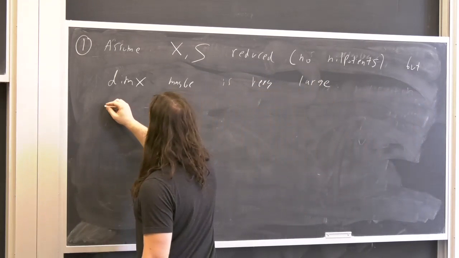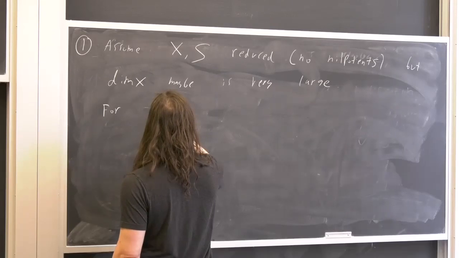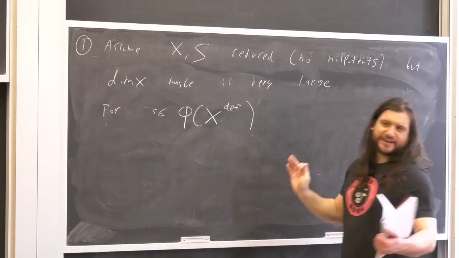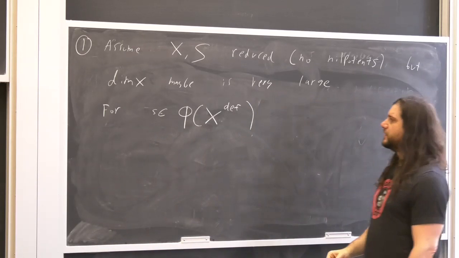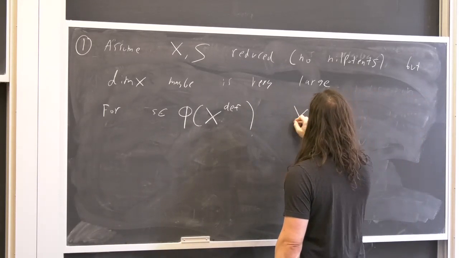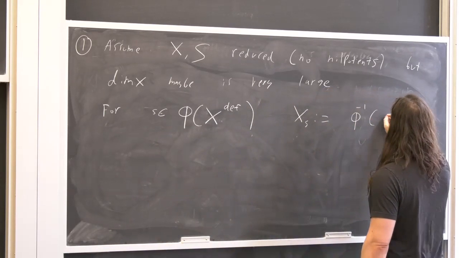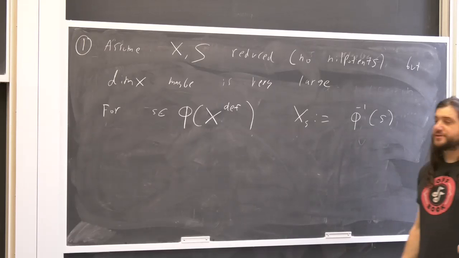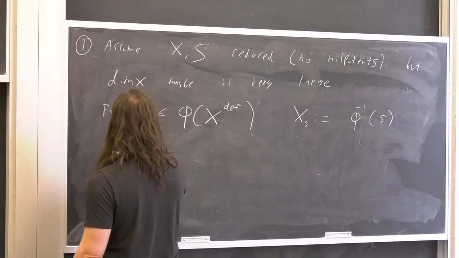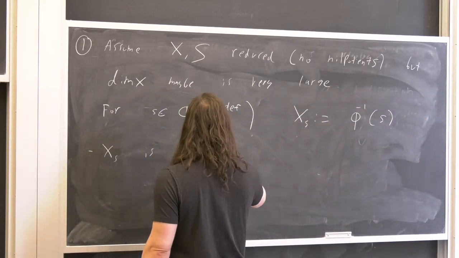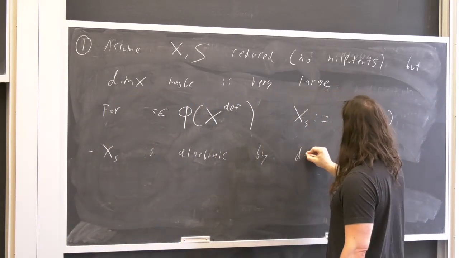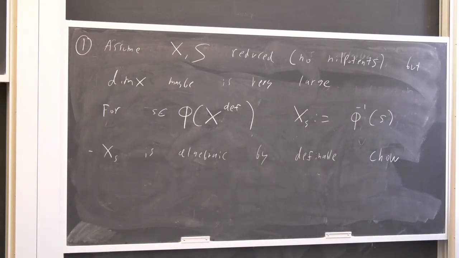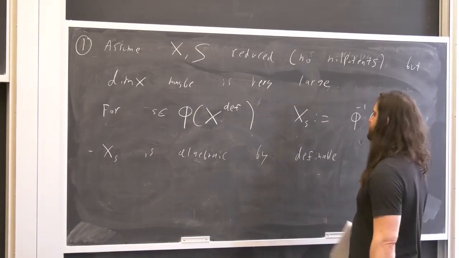And the idea is the following. So consider little s in the image of X. It's not algebraic, but it's some definable thing. For s in the image of X, consider X sub s, which is the inverse image of little s. This is some definable analytic subspace of X. And so X sub s is algebraic by definable Chow. This type of contracting is algebraic.